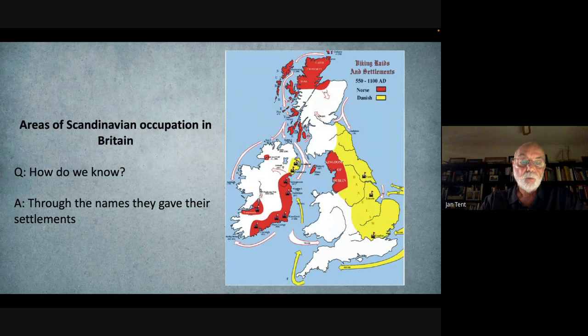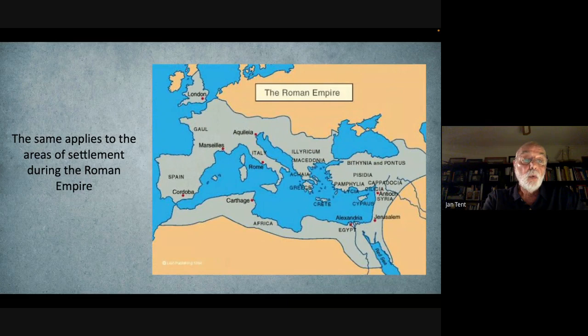The Roman Empire is exactly the same. We know the extent of the Roman Empire not only because of the histories that were kept at the time, but also by the names that the Romans gave to settlements in all of these regions.